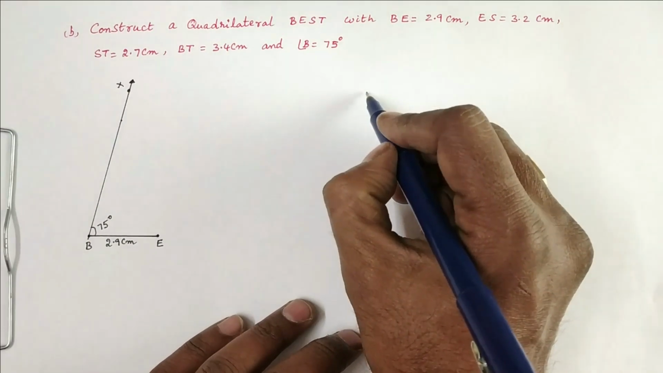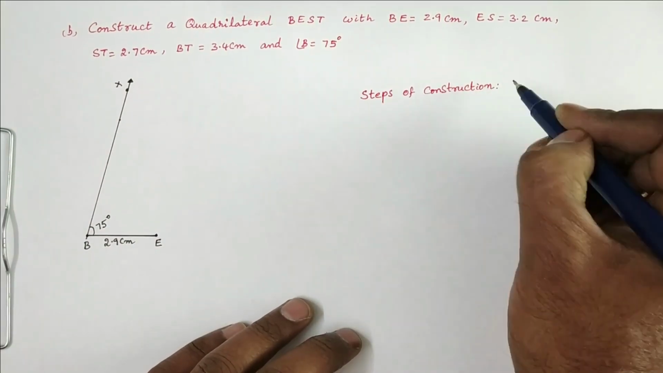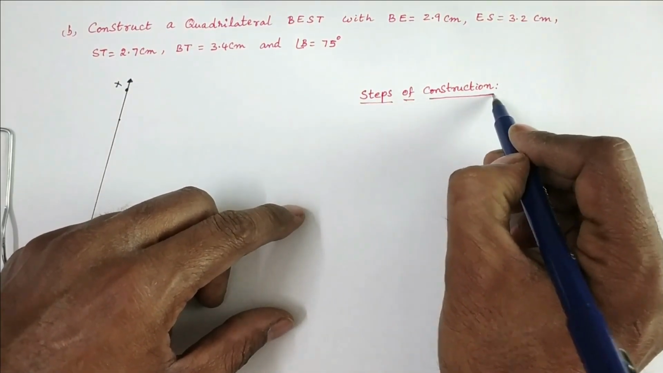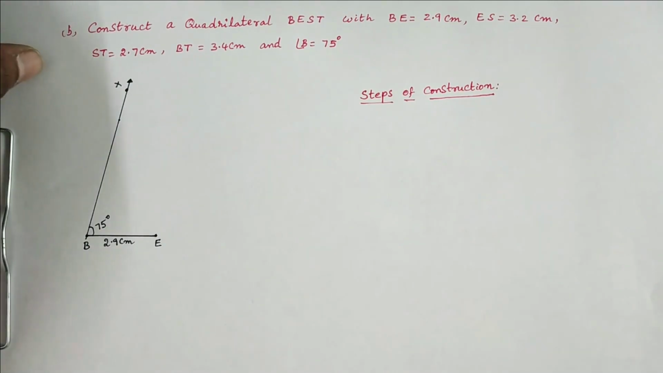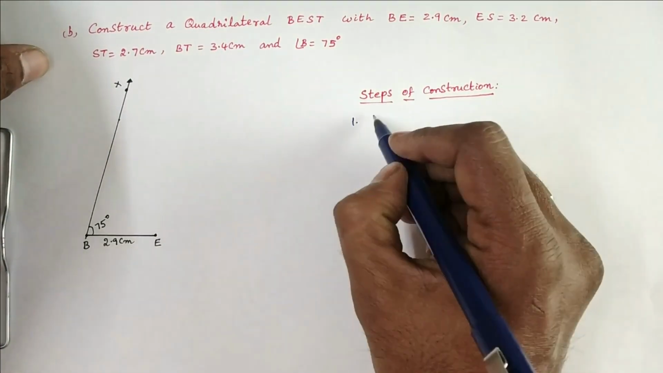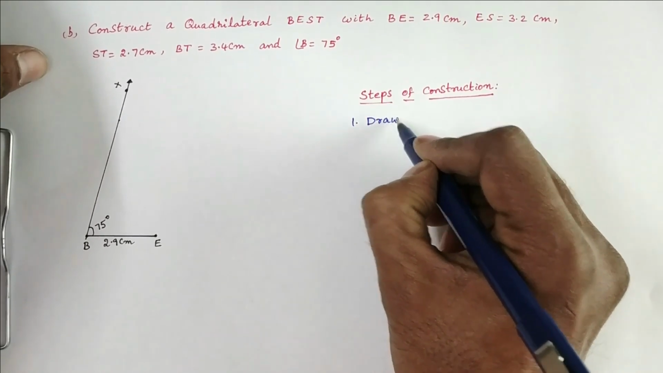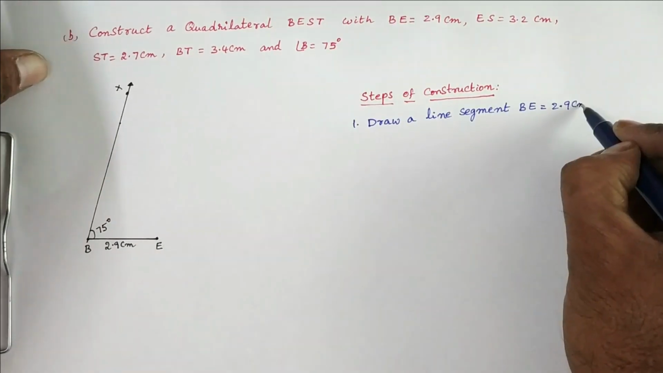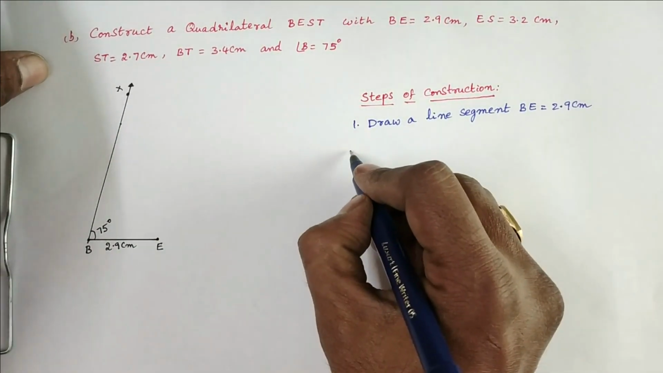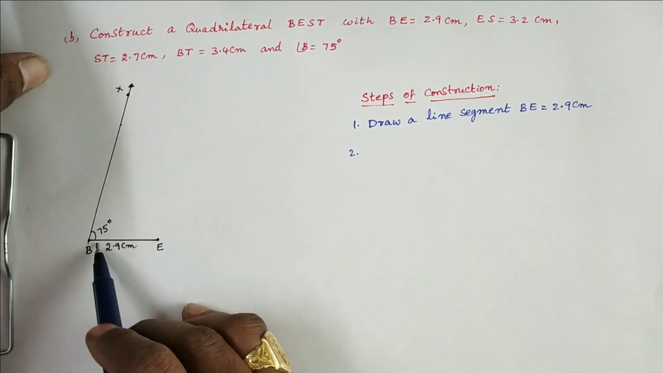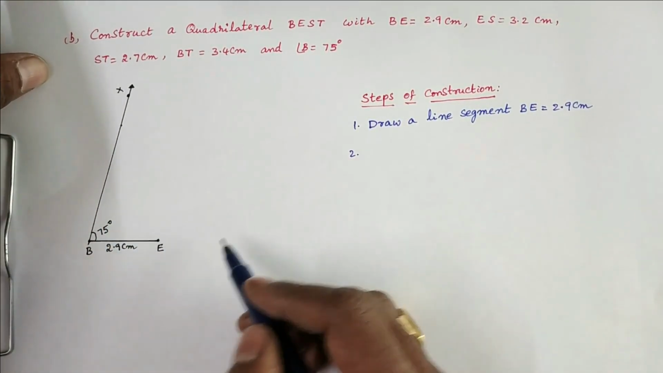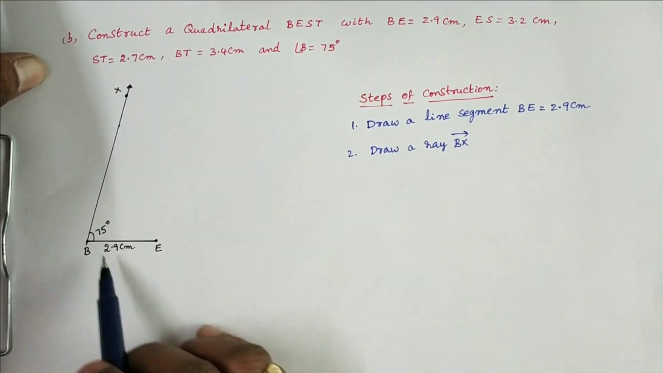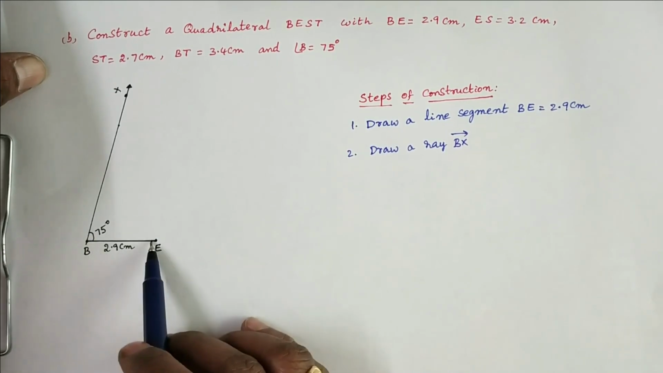Steps of construction. The first step is draw a line segment BE equals 2.9 centimeters. Step 2 is to construct 75 degrees. Draw a ray BX making an angle 75 degrees with the side BE.